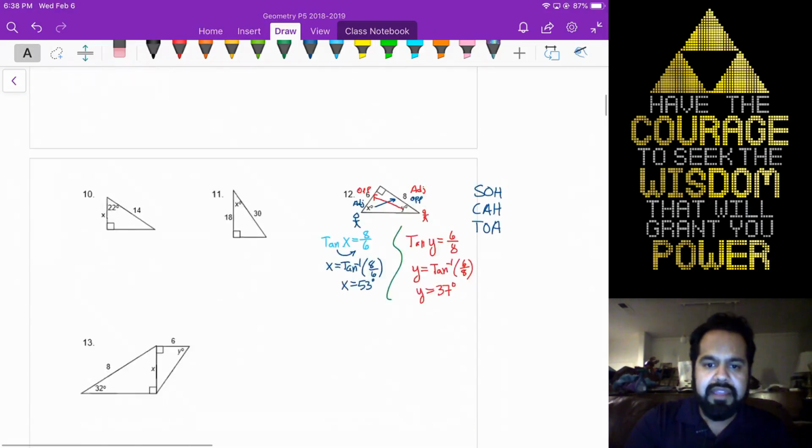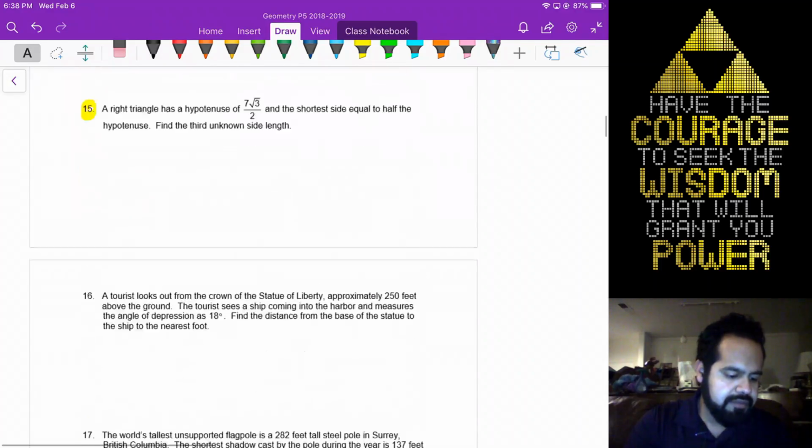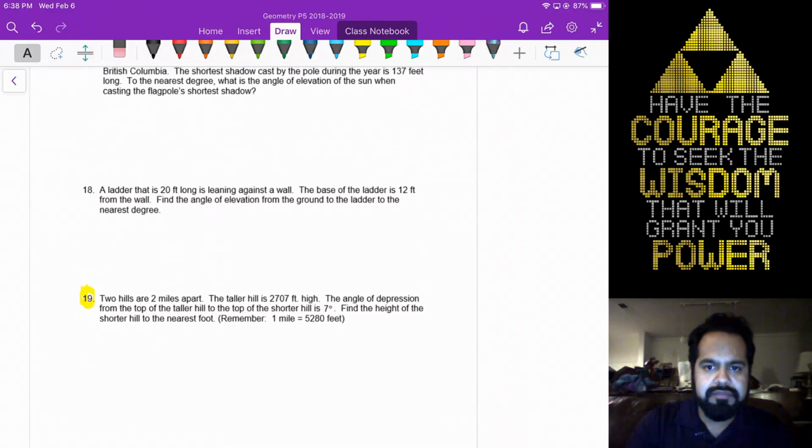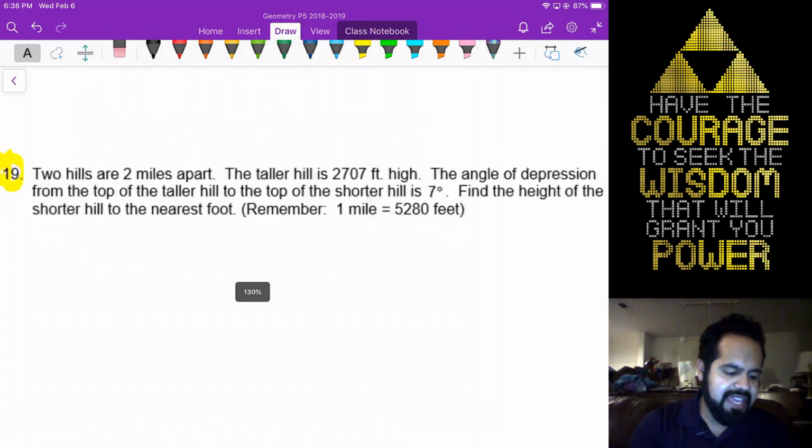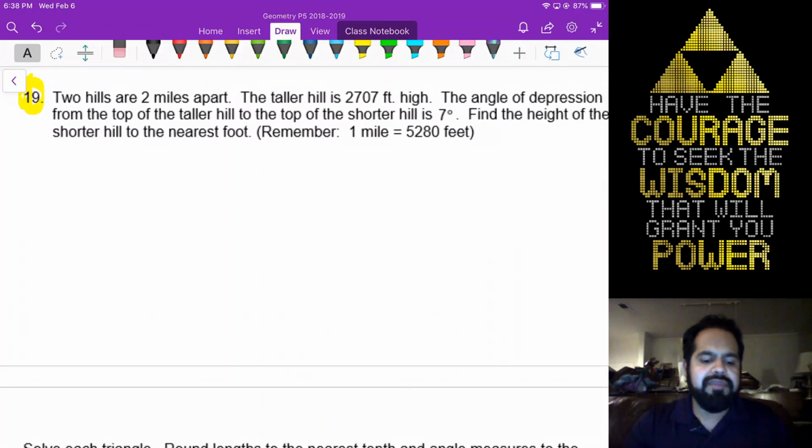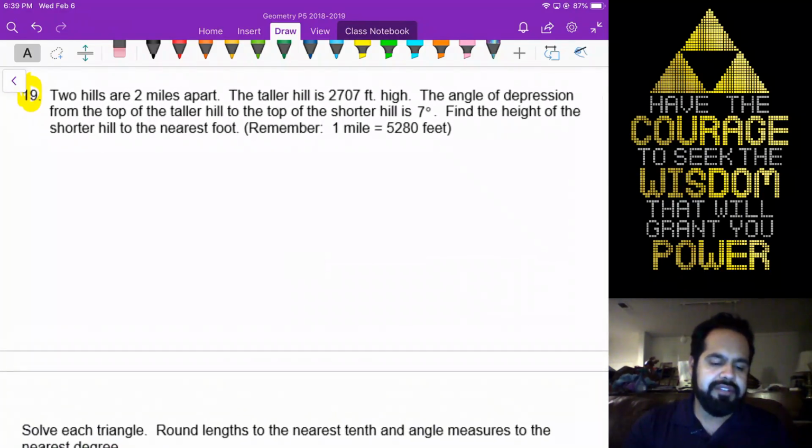Okay, so we said 19. We're going backwards, yay! Two hills are 2 miles apart. The taller hill is 2,707 feet high. The angle of depression from the top to the bottom is 7 degrees. Find the height of the shorter hill.